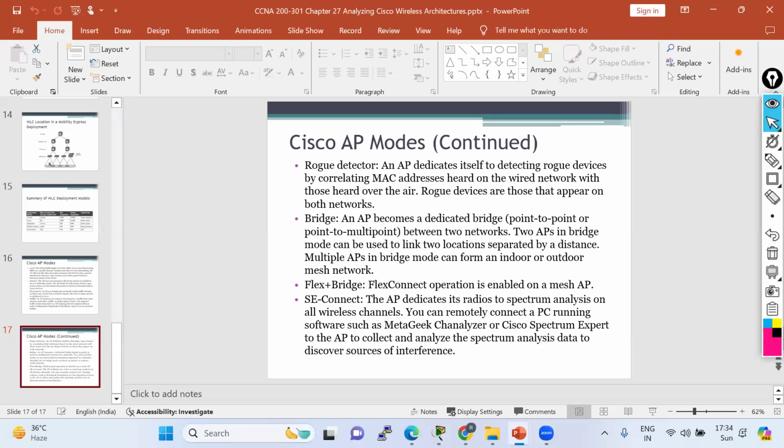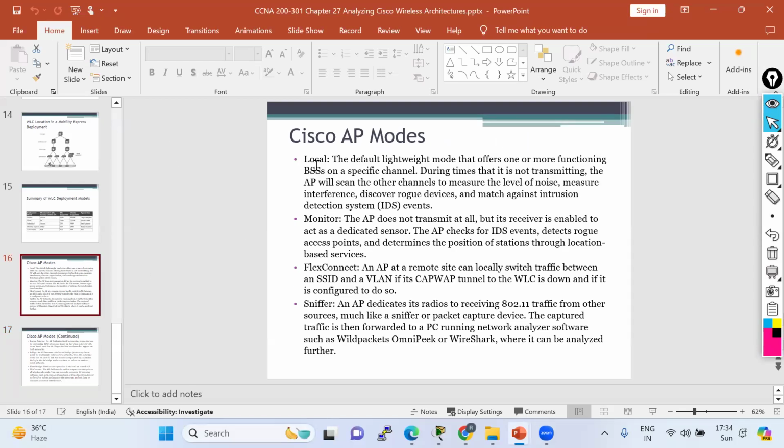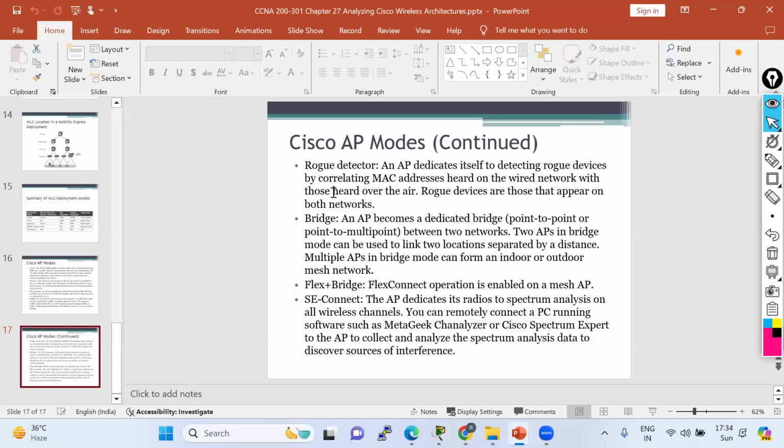Now we have the rogue detector mode, right? Rogue detector mode is just to make the AP device do one function full time. You can see in this scenario, in local mode we can also do rogue detection, right? Monitor mode can also do that, but they have other responsibilities also. But I want to make one of my APs work just as a rogue detector. So an AP dedicates itself to detecting rogue devices by correlating MAC addresses heard on the wired network with those heard over the air.